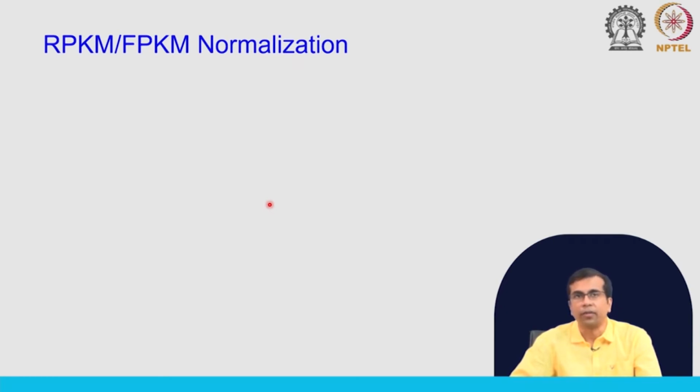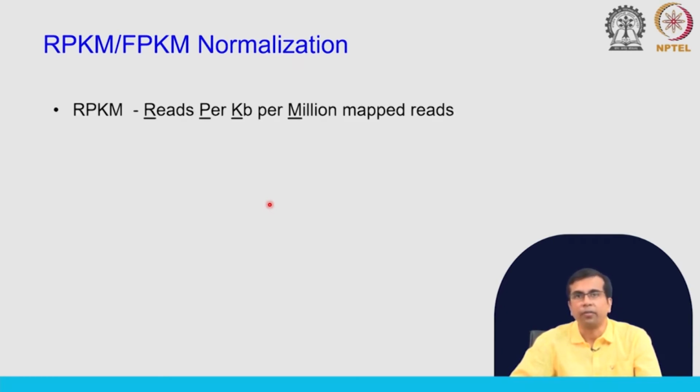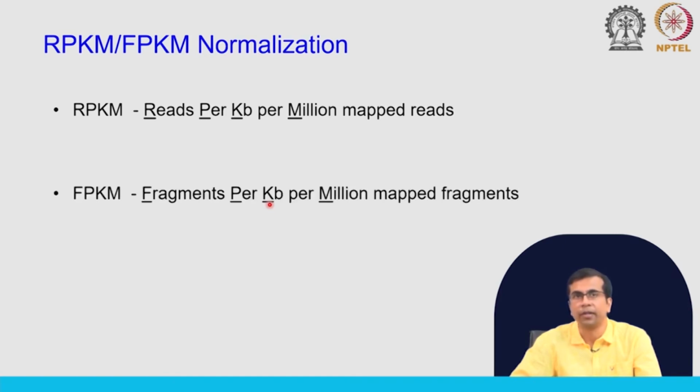So, let us start with RPKM FPKM normalization. Okay. So, RPKM stands for reads per kb per million mapped reads, and FPKM stands for fragments per kb per million mapped reads. Okay. So, for RPKM and FPKM, the method is exactly identical. The only difference is, instead of counting reads, we count fragments. Okay. So, why do we count fragments? Because if you are dealing with paired end data, reads do not make any sense, right. The fragments make more sense there.